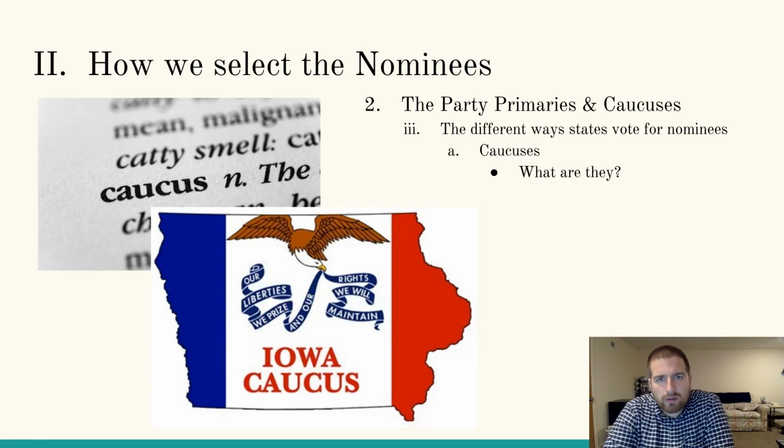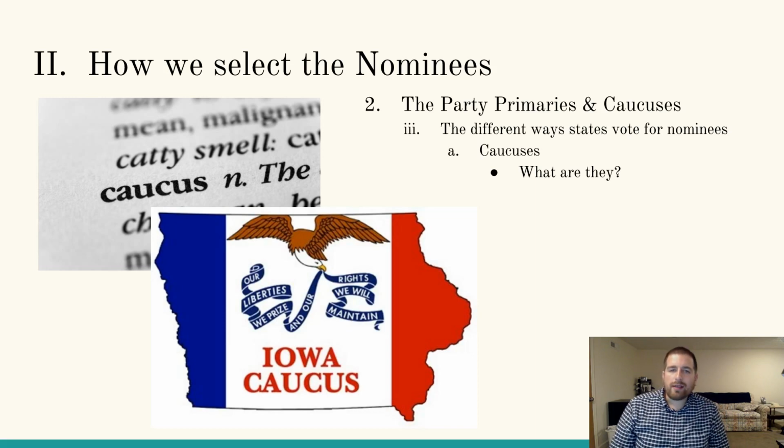Probably most importantly, Iowa uses a caucus. Iowa is the first nominating election that takes place during primary season in January. So it gives us our first idea of who are the favored nominees for each party. So what is a caucus?